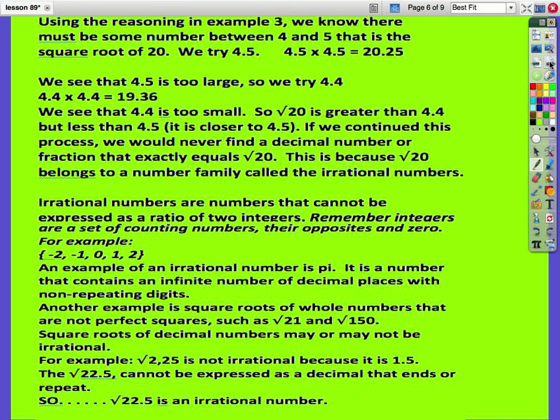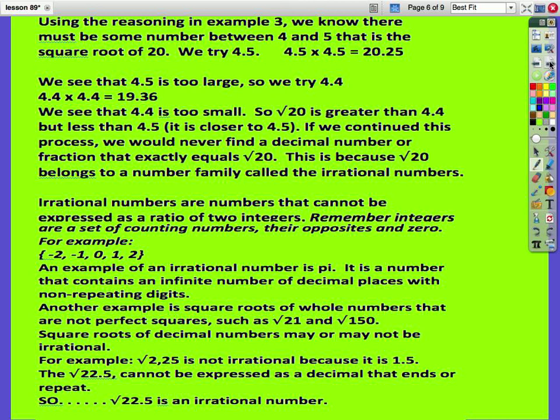Irrational numbers are numbers that cannot be expressed as a ratio of two integers. Okay? Remember, integers are a set of counting numbers, their opposites, and 0. So -2, -1, 0, 1, 2, so on and so forth. Okay? Another example of an irrational number is pi. It's a number that contains an infinite number of decimal places with non-repeating digits. Okay? We talked about how pi never ends. 3.14, it just keeps going on. It can't even be put into a fraction.